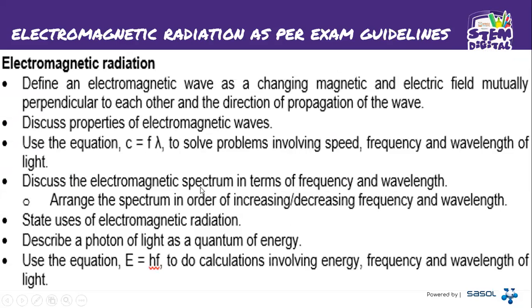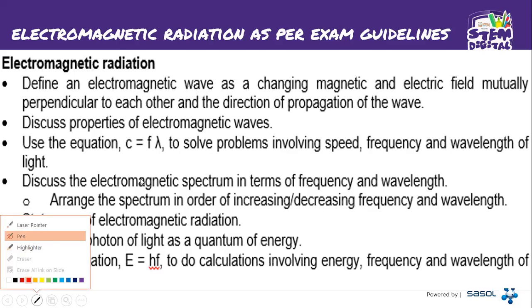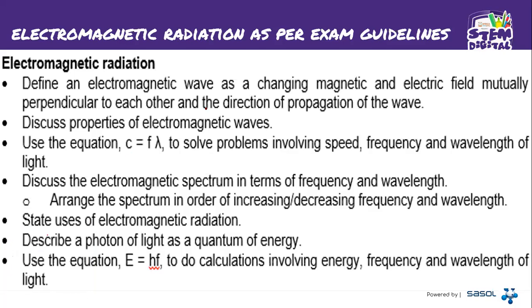So let us look at what is required of us as per the examination guidelines. 1, we must be able to define an electromagnetic wave. And we define it as a changing magnetic and electric field mutually perpendicular to each other and the direction of propagation of the wave. And for that, you will definitely get 2 marks.